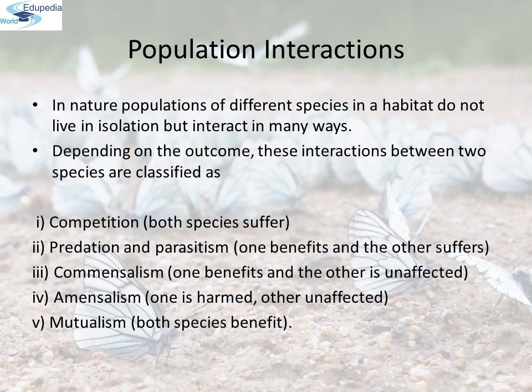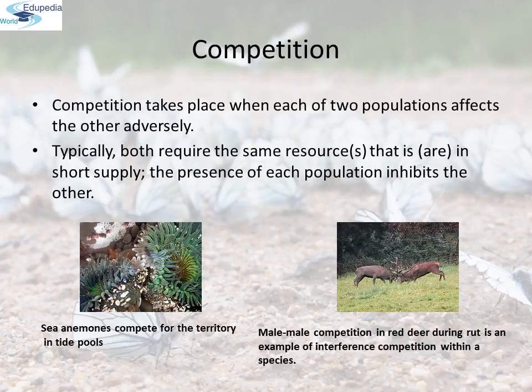Population interactions. In nature, populations of different species in a habitat do not live in isolation but interact in many ways. Depending on the outcome, these interactions between two species are classified as competition, that is, both species suffer; predation and parasitism, one benefits and the other suffers; commensalism, one benefits and the other is unaffected; amensalism, one is harmed and the other is unaffected; and mutualism, both species benefit.